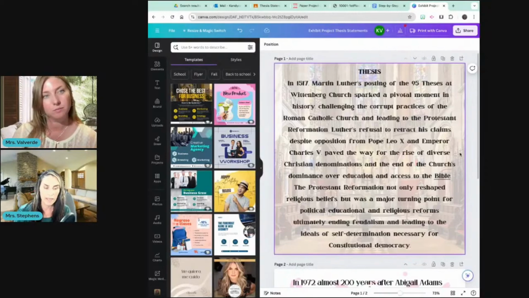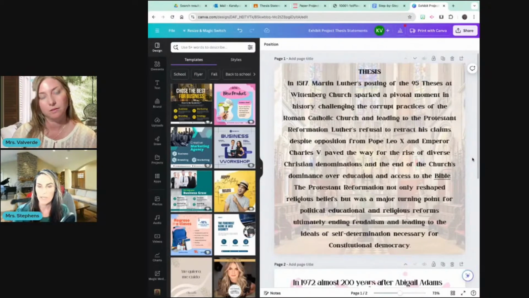So here's our "In" again. Look, following the format. Good job. In 1517, Martin Luther's posting of the 95 Theses at the Wittenberg Church sparked a pivotal moment in history, challenging the corrupt practices of the Roman Catholic Church and leading to the Protestant Reformation. Luther's refusal to retract his claims despite opposition from Pope Leo X and Emperor Charles V paved the way for the rise of diverse Christian denominations and the end of the Church's dominance over education and access to the Bible.